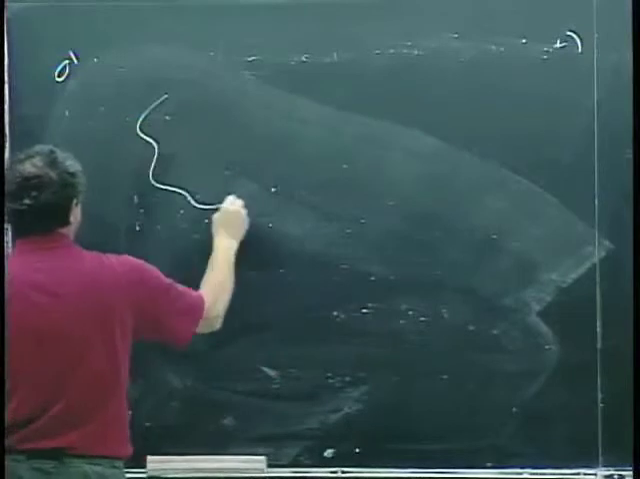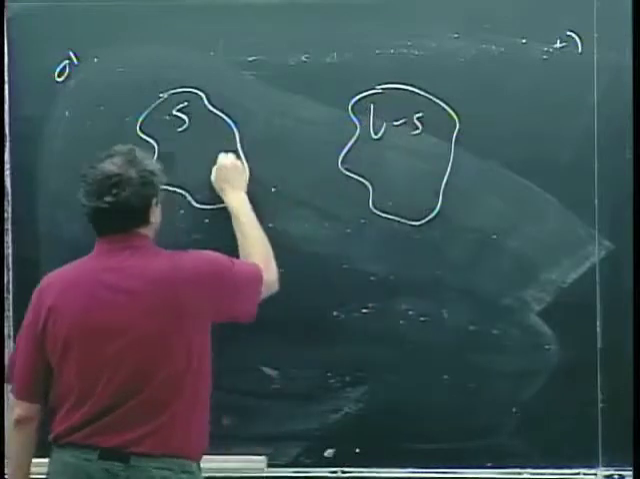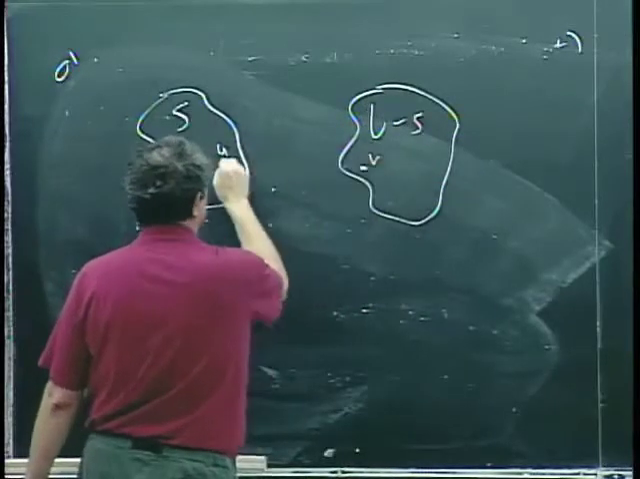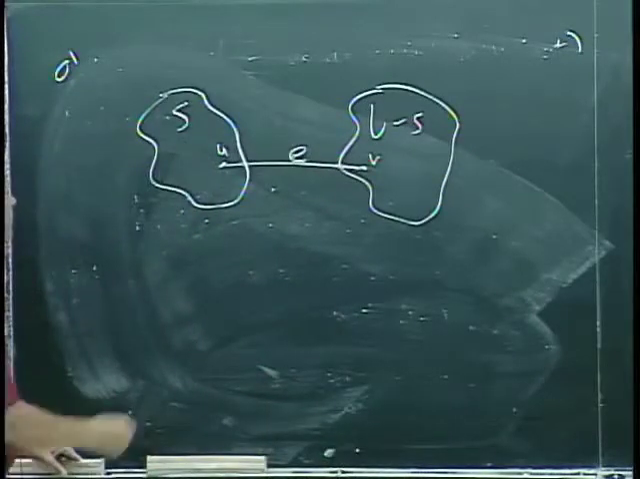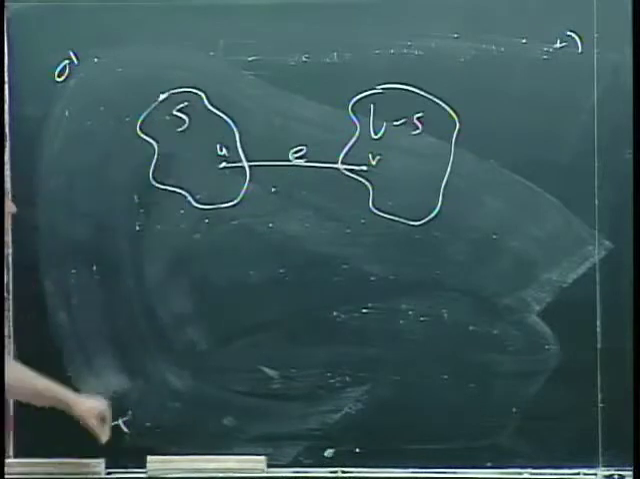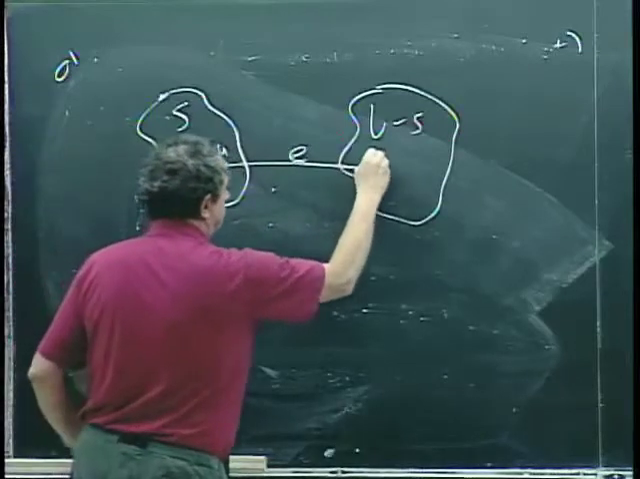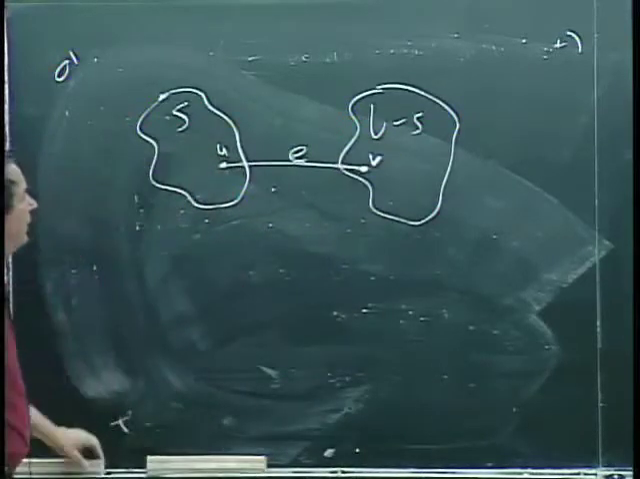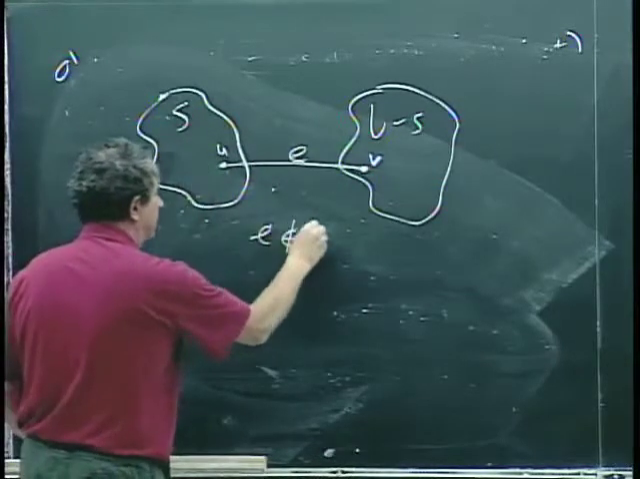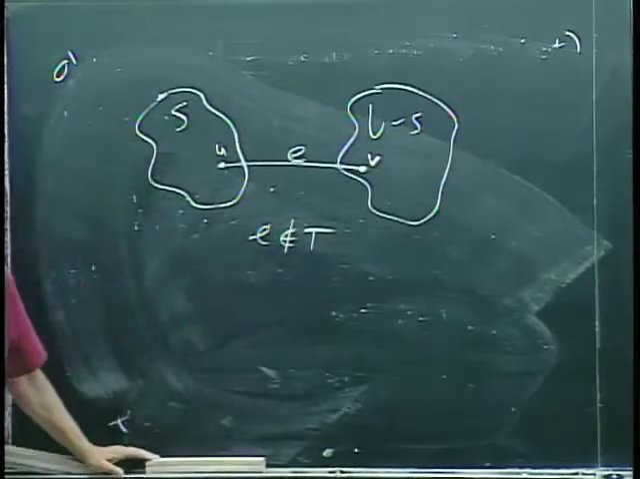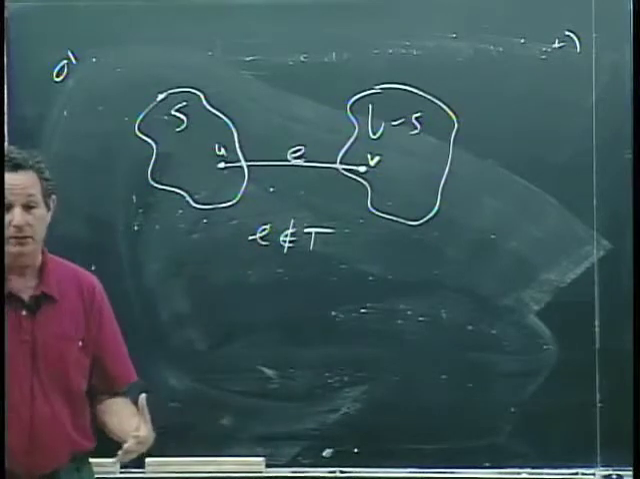So here's S, and here's V minus S, and here's E. Okay, now the minimum spanning tree, and E is not in T. So E is assumed not to be in this minimum spanning tree that we say exists. Okay. But T is a minimum spanning tree. It's a spanning tree. Okay?